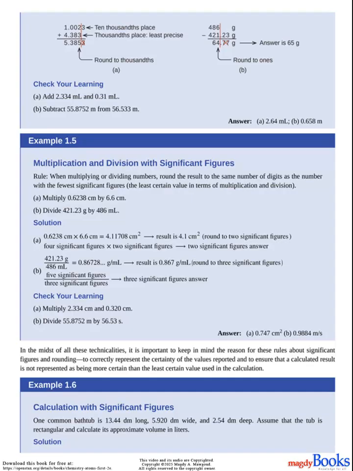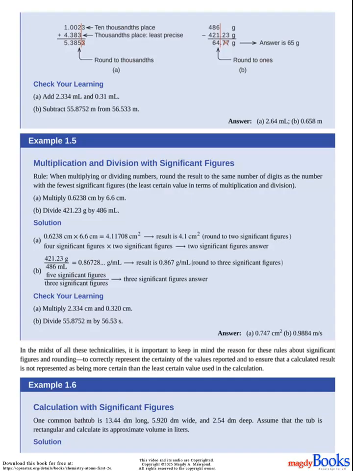Check your learning. A. Add 2.334 milliliter and 0.31 milliliter. B. Subtract 55.8752 meter from 56.533 meter. Answer. A. 2.64 milliliter. B. 0.658 meter. Example 1.5. Multiplication and division with significant figures.